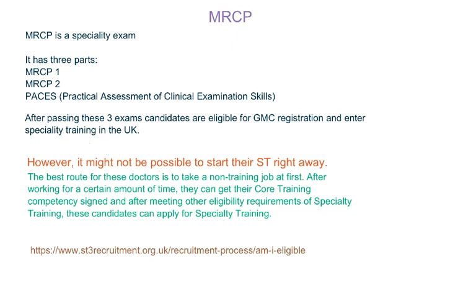However, even if you have taken all 3 parts of MRCP, it might not be possible to start your specialty training right away. You might have to start from the non-training jobs. That is, you enter into the core training first, now called the internal medicine training. You get it signed, and then after meeting some other eligibility requirements of specialty training, you can finally apply for specialty training. The eligibility requirements for specialty training are mentioned on this website.